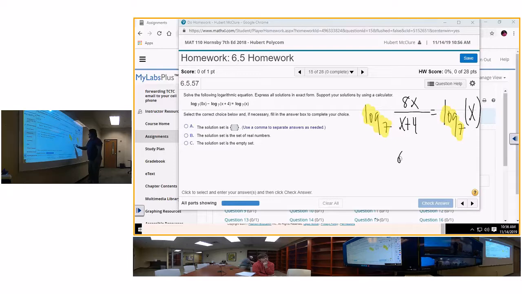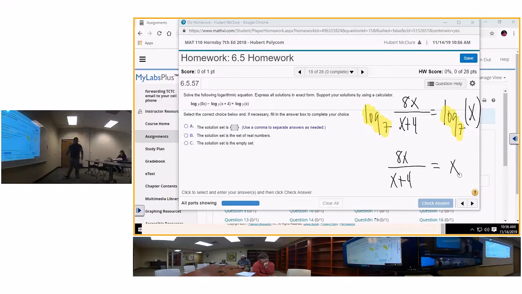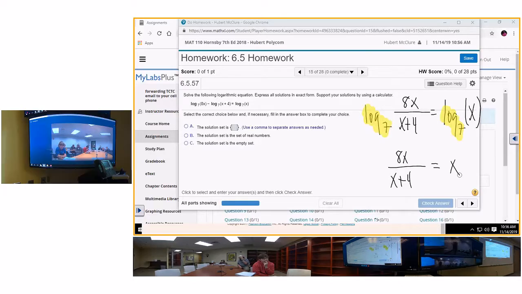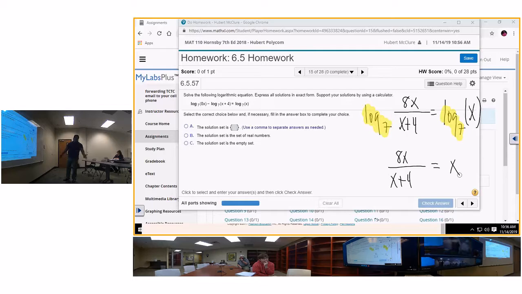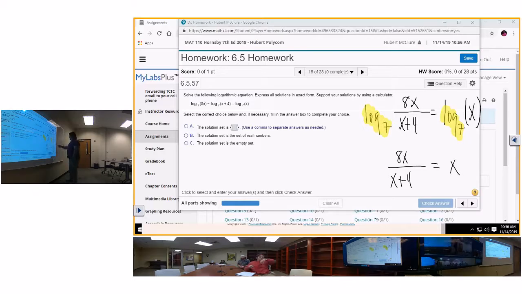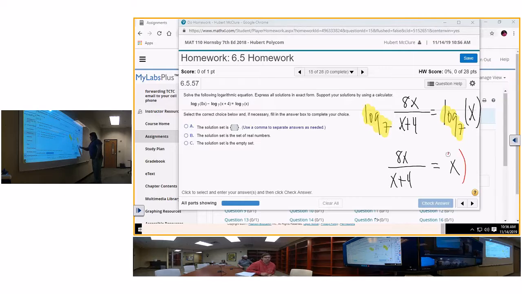So 8x over x plus 4 is equal to x. Now how do you get rid of a fraction? Multiply both sides by the common denominator. And this problem is exactly like your calculus problems. 10% new stuff, 90% algebra. Here's your 10%, logarithm right here. And then the rest is nothing but algebra. It's the way calculus is. Multiply by x plus 4. Multiply by x plus 4.